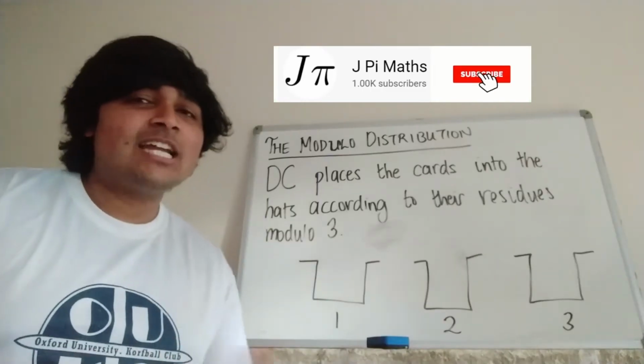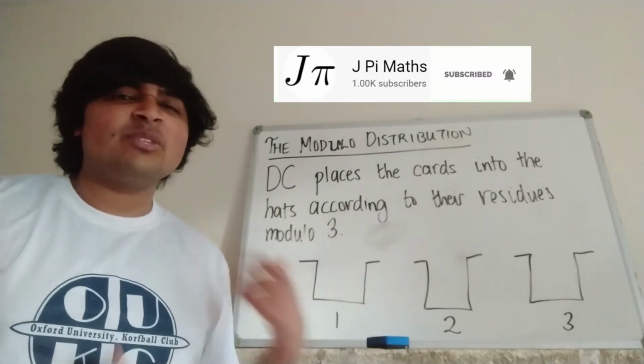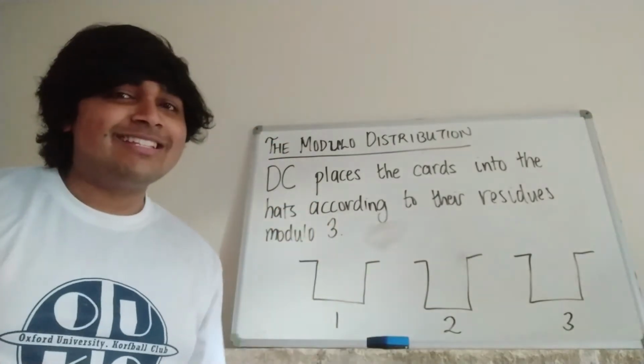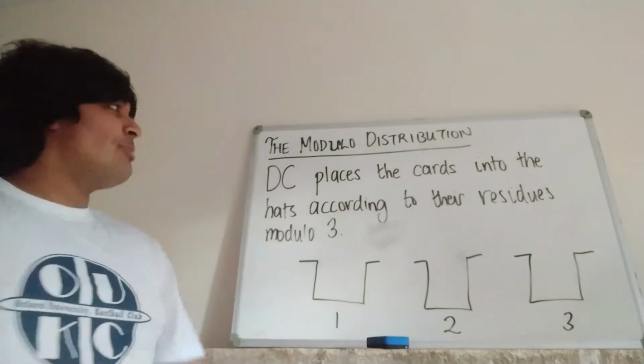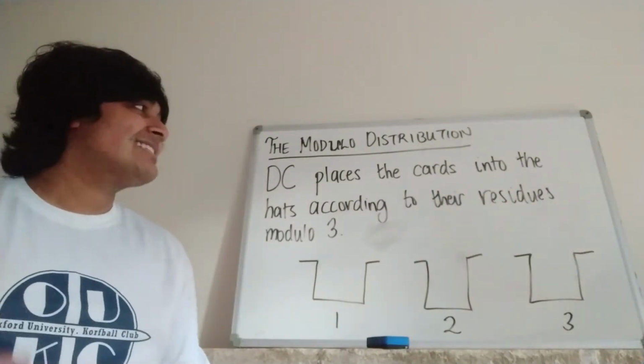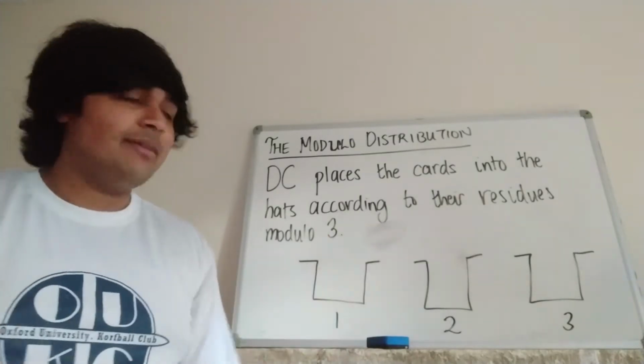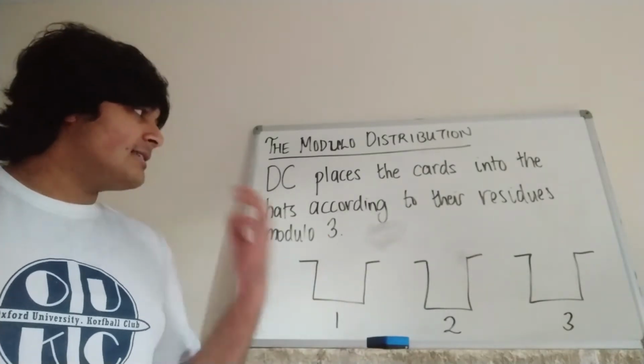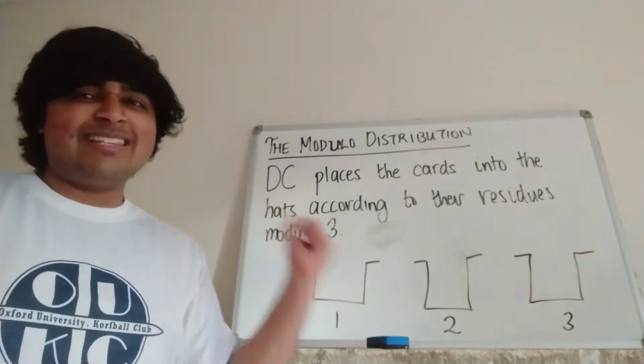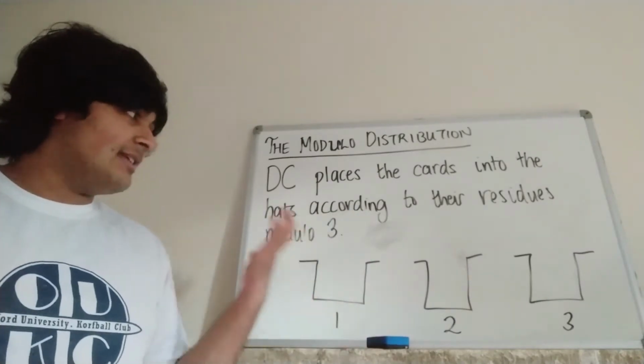Okay, so the first type of special distribution I'm going to talk about is what I'm going to call the modulo distribution. So what is this? David Copperfield places the cards into the hats according to their residues modulo 3. So we've got hats 1, 2, and 3 here, and what he's going to do is place the cards in, and all the cards with the same residue mod 3 he's going to put in the same hat.